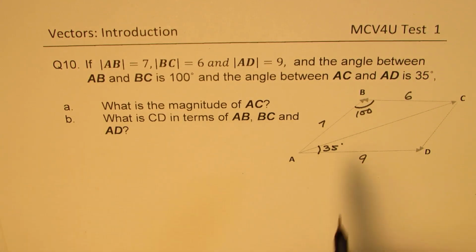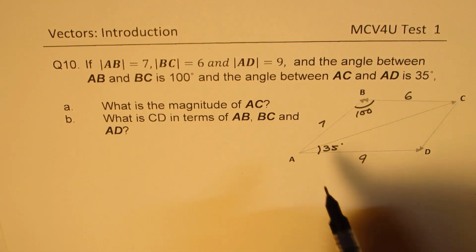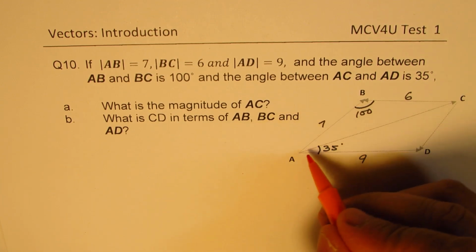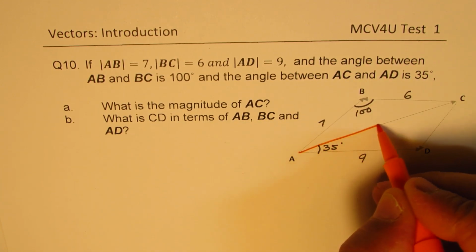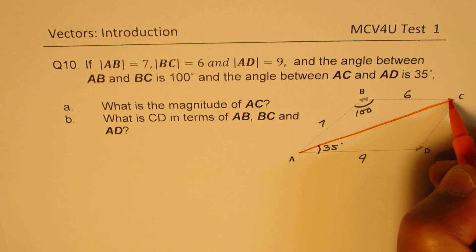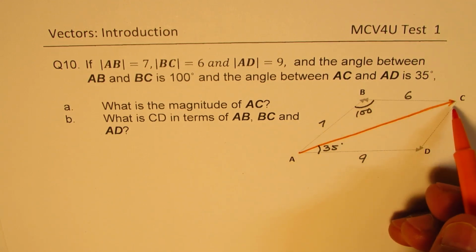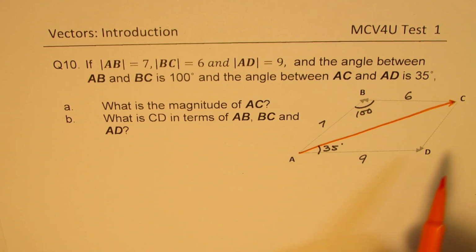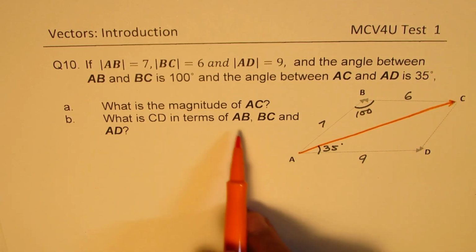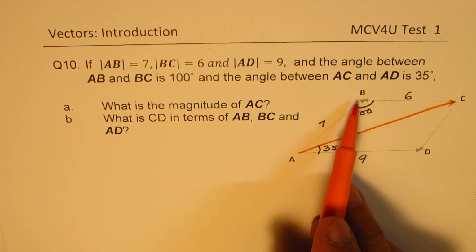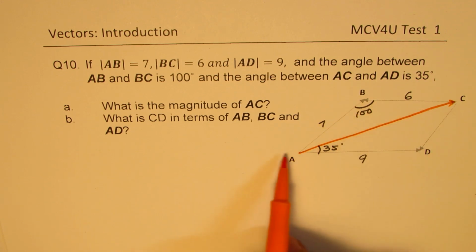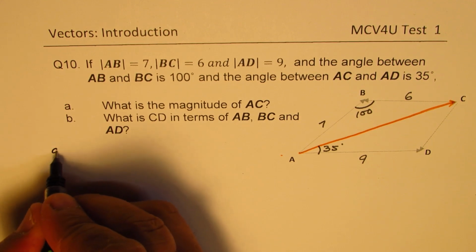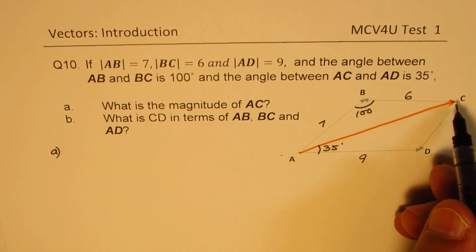What is the magnitude of AC? So we need to find magnitude of AC. Okay, we can apply the cosine law and find it. And we need to find what is CD in terms of AB, BC, and AD. Okay. So let's begin with part A, which is to find AC.